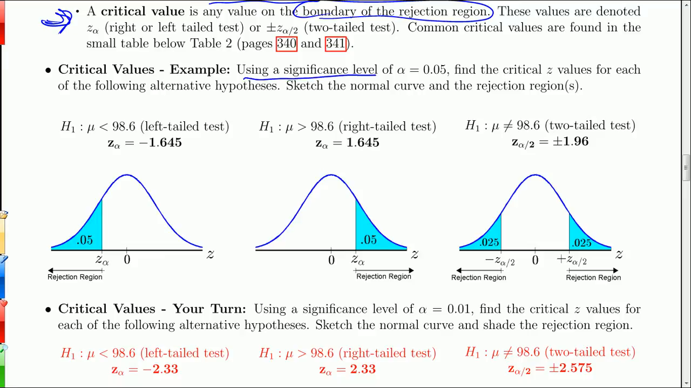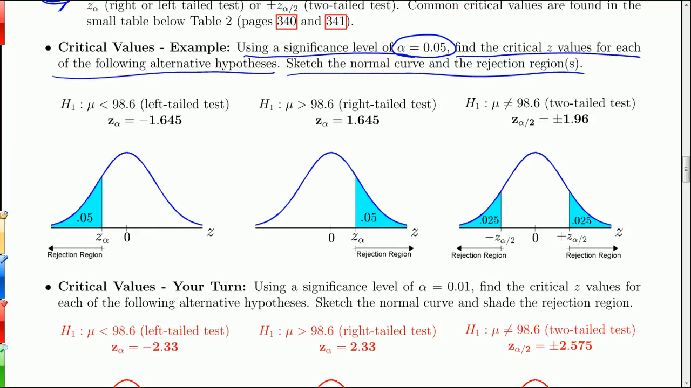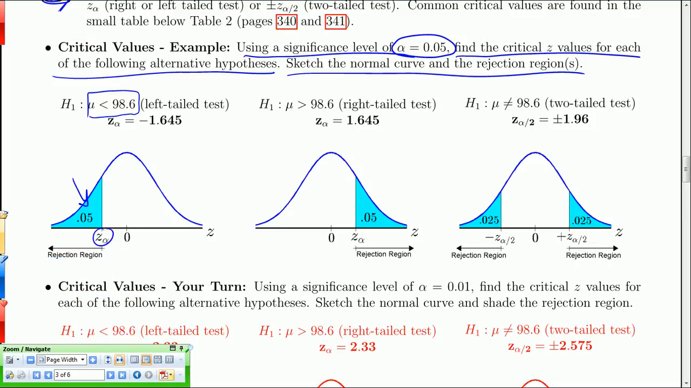Using a significance level of 0.05, find the critical z-values for each of the following alternative hypotheses. Sketch the normal curve and the rejection regions. So here's the idea. H1 says that the mean is less than 98.6. What that means is a left-tail test, which means my rejection region is to the left. And so what I need to do is put 0.05 in the left tail and find out what that value is.